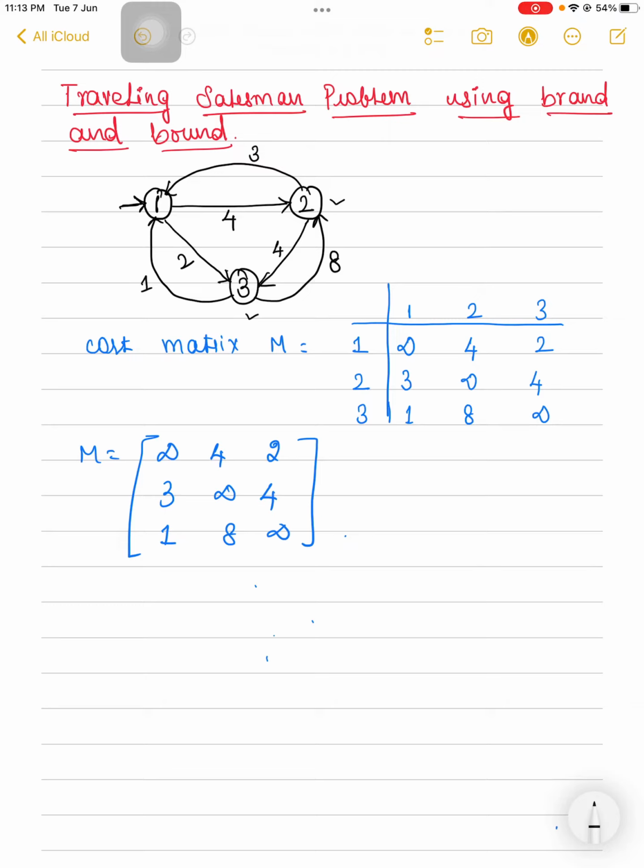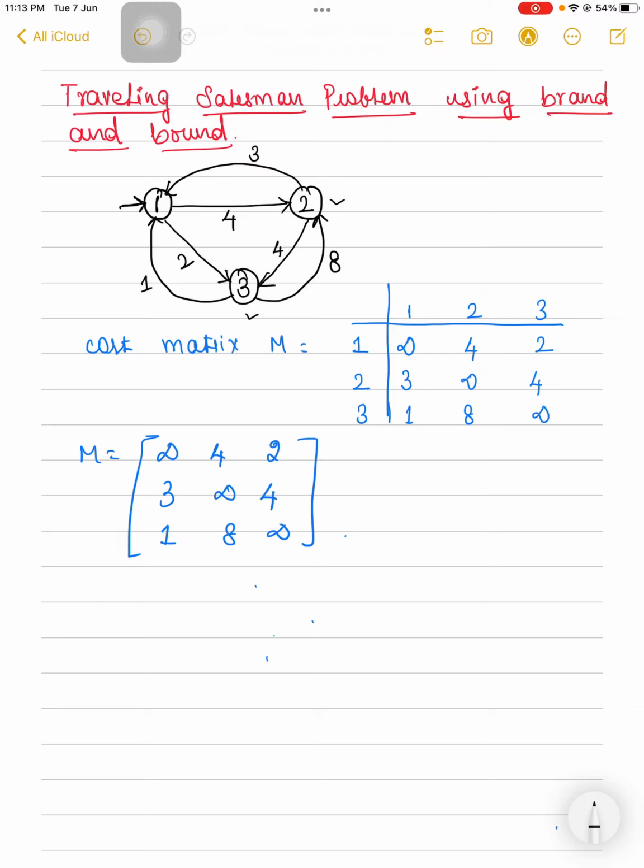We have to find the shortest path that goes through all the vertices once and returns back to the starting vertex. Here we can assume the starting vertex is 1, then traverse through all other vertices, that are 2 and 3, and finally return to vertex 1. Let's start solving the problem. So this is the given graph. Totally 3 vertices are given, 1, 2 and 3.